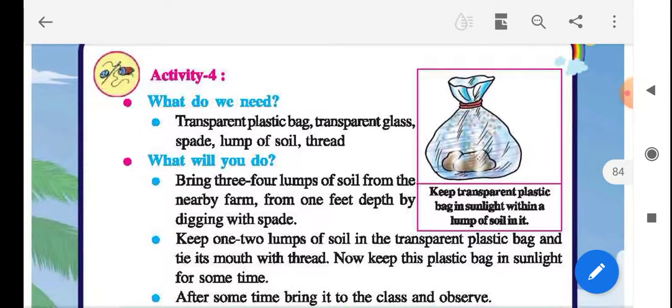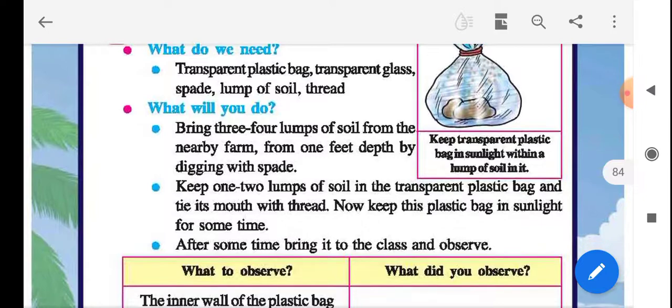Now there is one more activity. We have to take one transparent plastic bag, a transparent glass, a spade, a lump of soil and a thread. Dear students, very simple, I will explain in one sentence that the soil has water in it. This activity is about that.